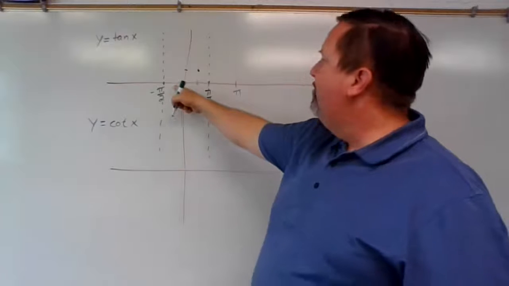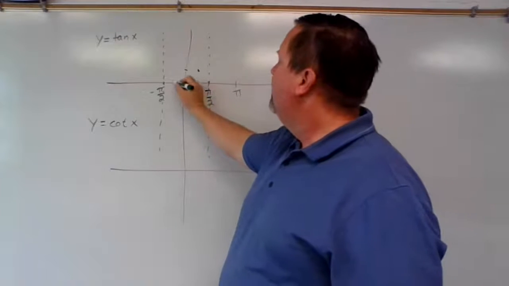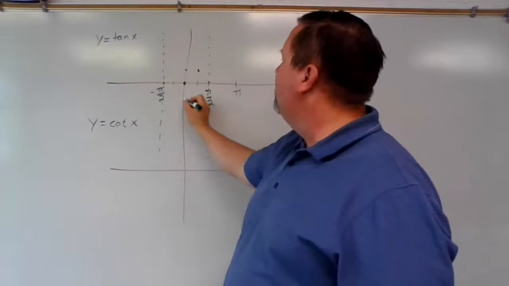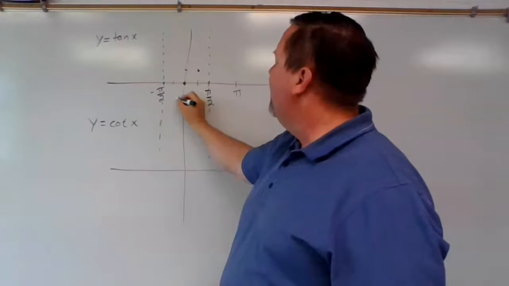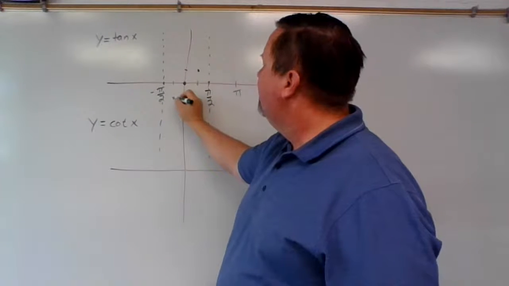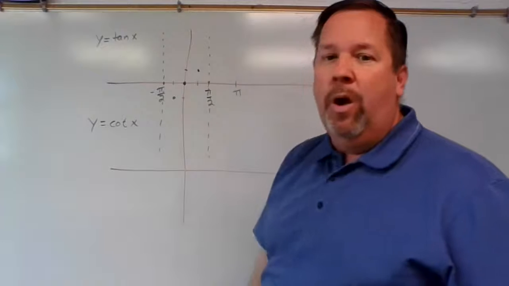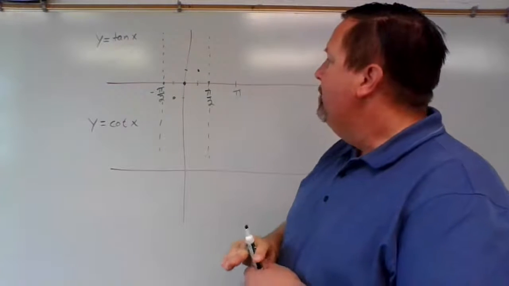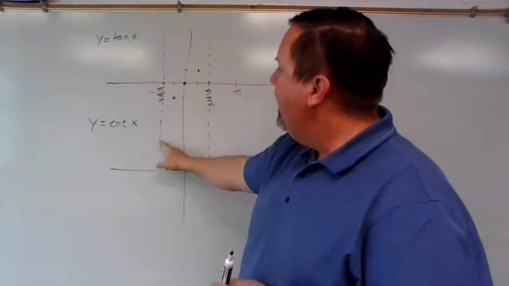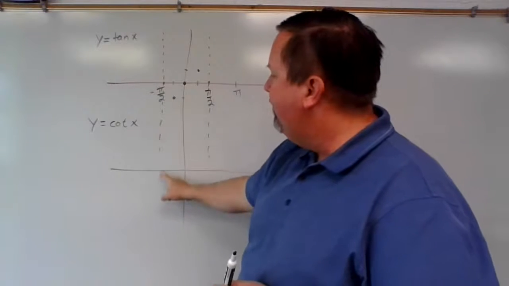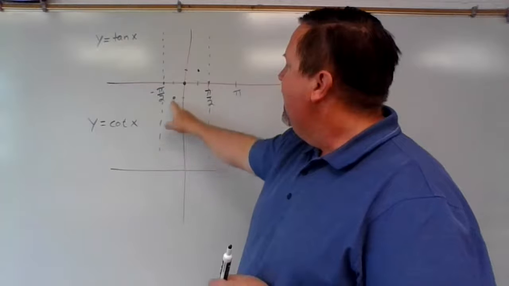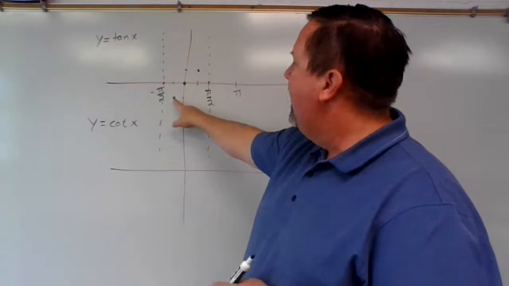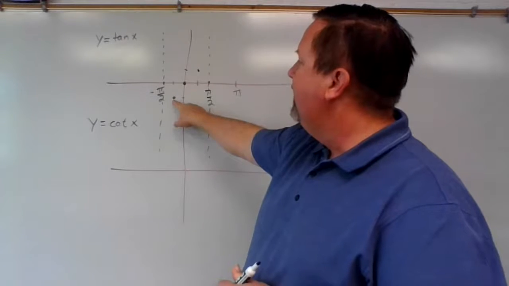And at negative pi over 4, or negative 45 degrees, it turns out that tangent is negative 1. So again, I'm going through this kind of quick, but here's the deal. Here, it's undefined. It actually shoots forever down to negative infinity. Here, it's at negative 1 at x equals negative pi over 4.